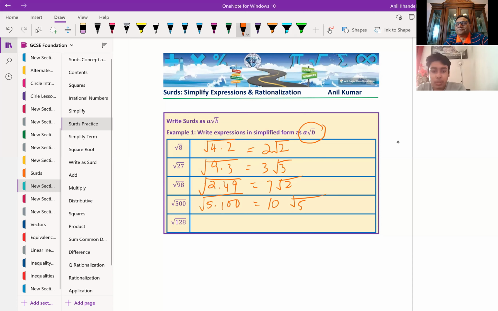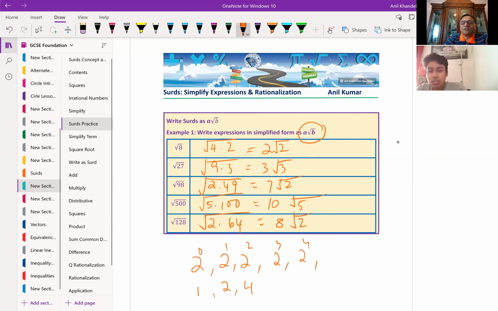128. 128 would be 64 times 2, so square root 64 times 2. Very good job. And then that would just be 8 square root 2. Very good job. So 128 reminds me that you should also know the powers of 2, right? What is 2 to the power of 0? It would just be 1, and 2 to the power of 1 is 2, then 4, and 6. So do you know this pattern, right? Yeah, sir.